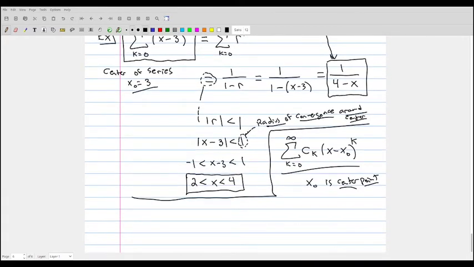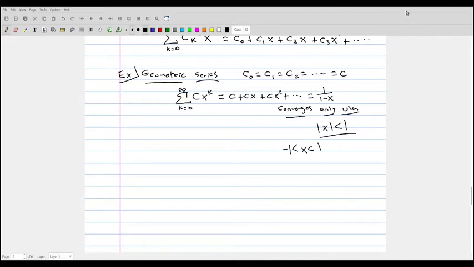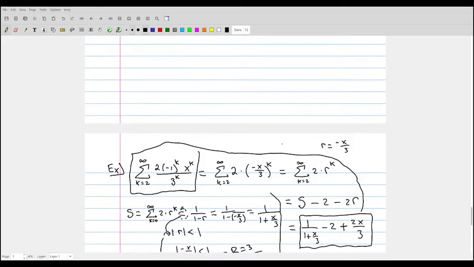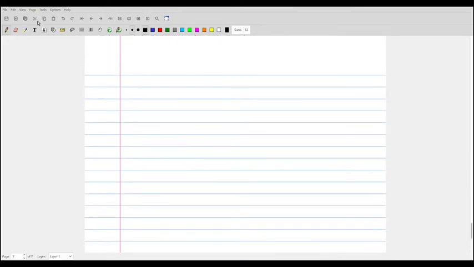In this problem, the radius of convergence is 1, because the maximum distance that you can travel away from the center, which is 3, is 1. In the previous example, for a standard geometric series, the radius of convergence is also 1. So what we're seeing is that we can do this in general for a power series, hopefully, and maybe even figure out a formula. And this is exactly what we can do using either the ratio test or the root test.